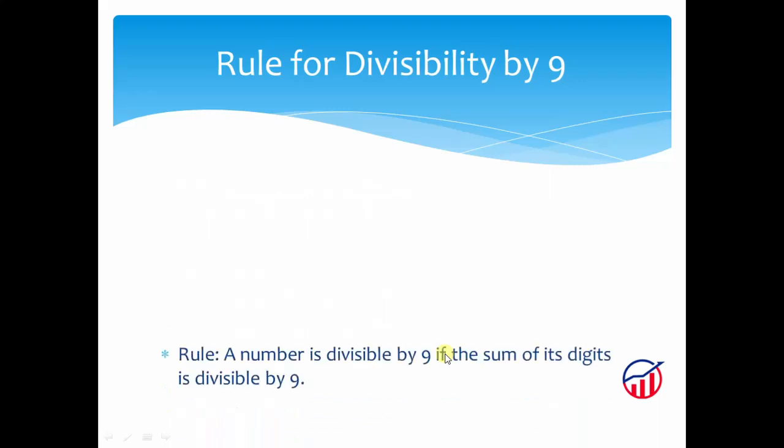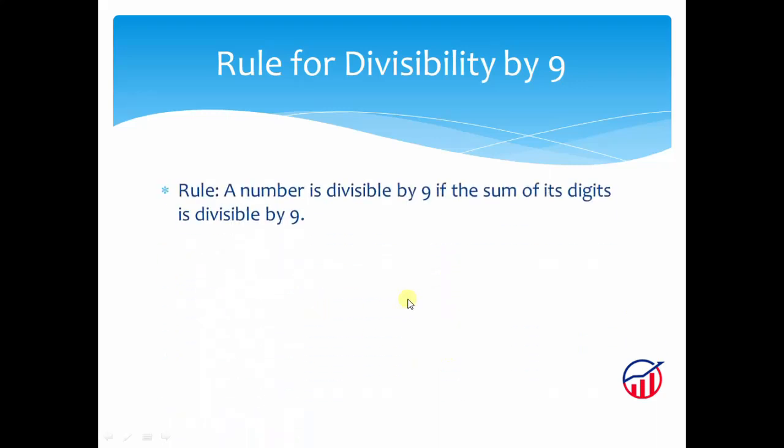Then the rule for divisibility by 9. A number is divisible by 9 if the sum of its digits is divisible by 9. This is similar to 3. Just like 3, you sum up all the digits and divide by 3. If it's divisible by 3, then the entire number is divisible. Likewise over here, you add the digits, and if the sum of the digits is divisible by 9, then the entire number is divisible by 9.